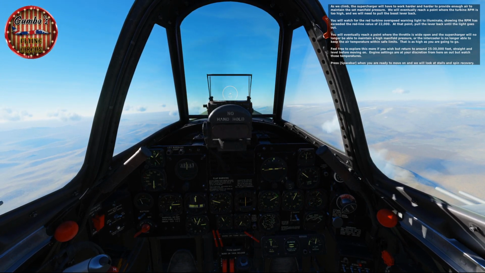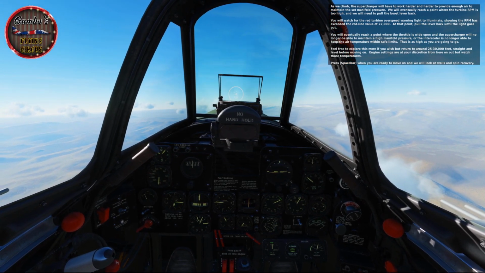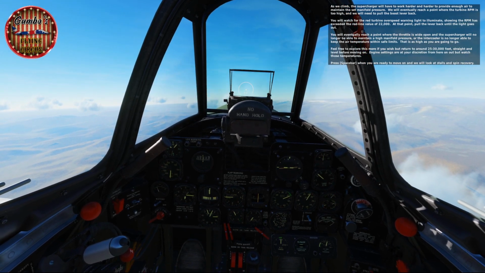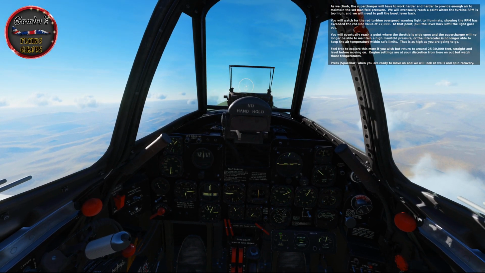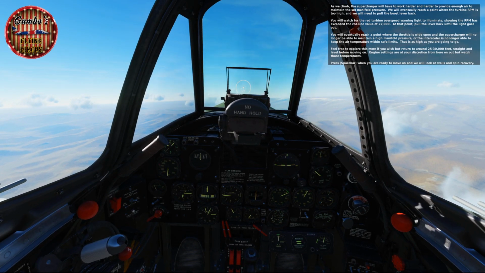Feel free to explore this more if you would wish, but return to around 25 to 30,000 feet, straight and level before moving on. Engine settings are at your discretion from here on out, but watch those temperatures. Press spacebar when you're ready to move on and we'll look at stalls and spin recovery.